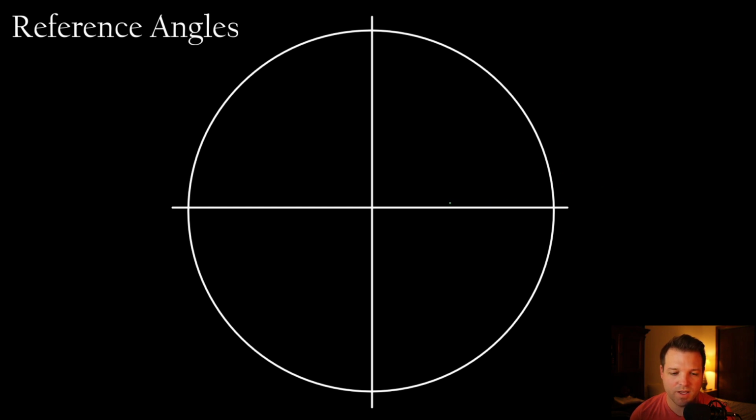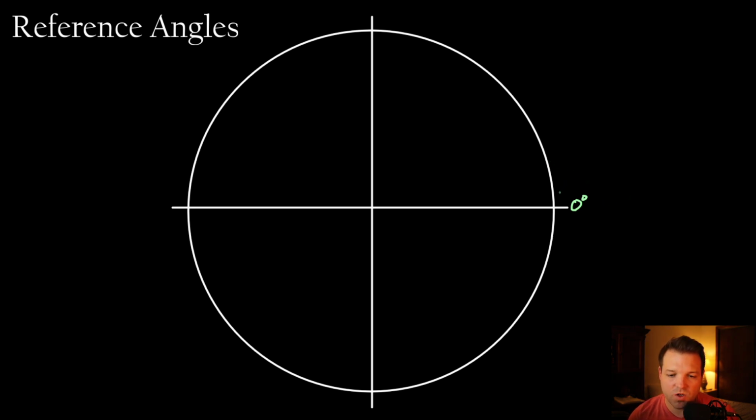Now let's recall that the initial side is this side, the positive x-axis, and we always start here at 0 degrees, or 0 pi radians if you're using radians. Now I'm going to show you an example first, then we're going to define what it actually means to be a reference angle.